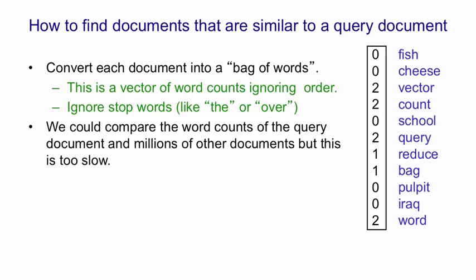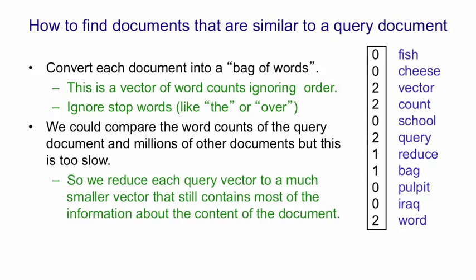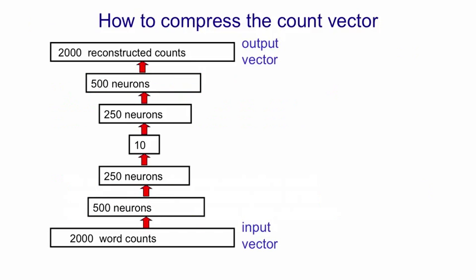Now we could compare the word counts of the query document with the word counts of millions of other documents, but that would involve comparing quite big vectors. In fact, we used vectors of size 2000, so that would be slow. Alternatively, we could reduce each query vector to a much smaller vector that still contained most of the information about the content. So here's how we do the reduction.